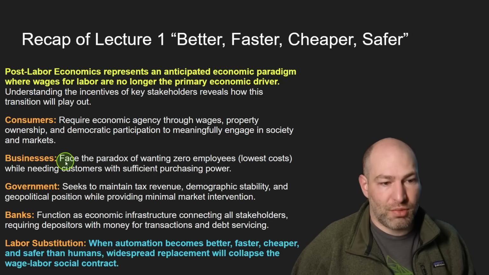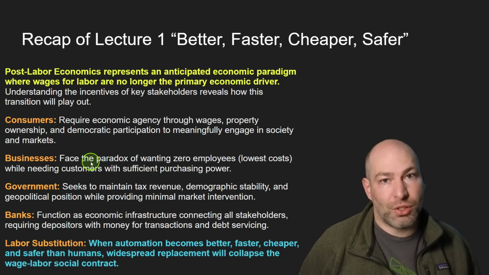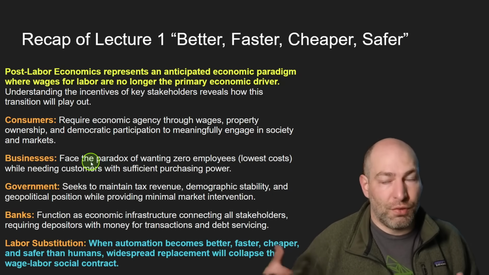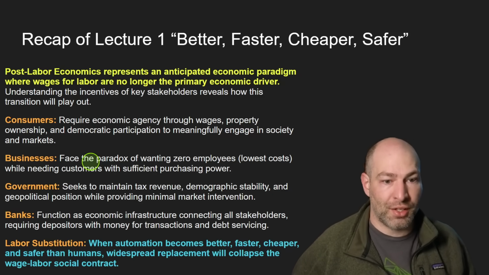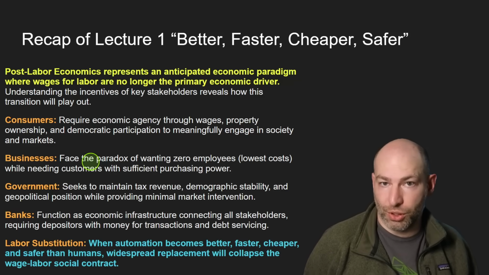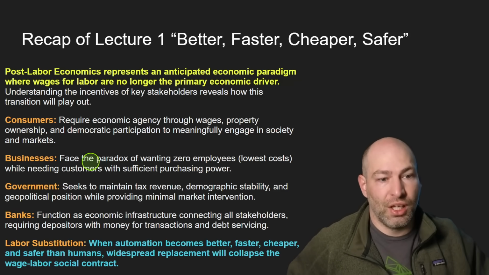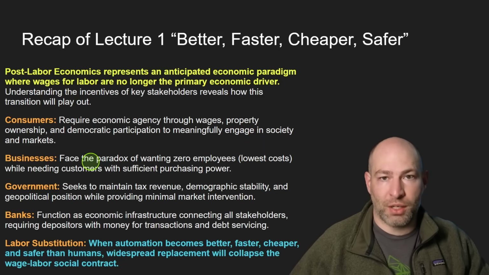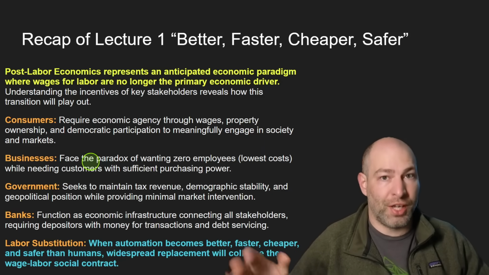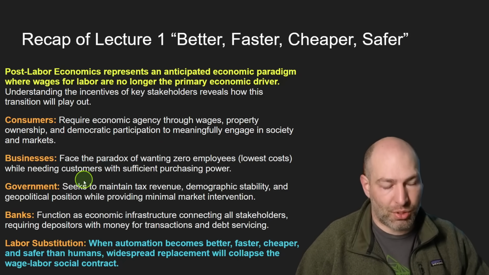Second is businesses. Businesses face the paradox of wanting 0 employees to lower costs while needing customers with sufficient purchasing power. This is where the fundamental paradox breaks down: if every company fires everyone and replaces them with AI and robots, then none of your customers have any money left. Therefore, the entire wage labor social contract breaks down, aggregate demand drops, and you end up in a death spiral. And that's what we're really going to focus on in this episode.